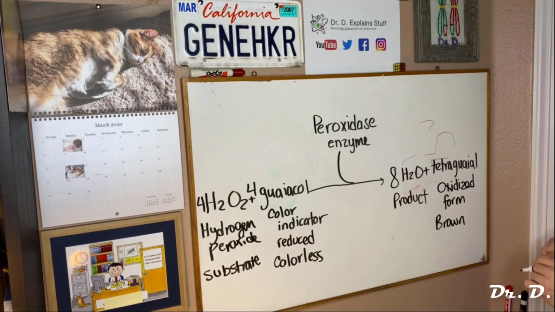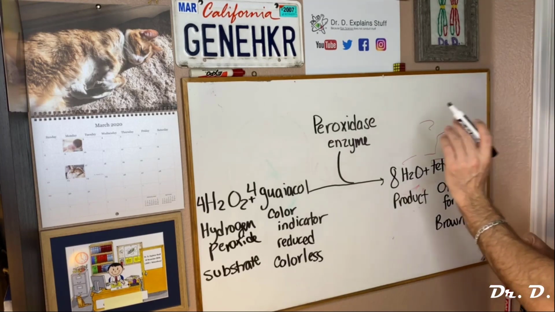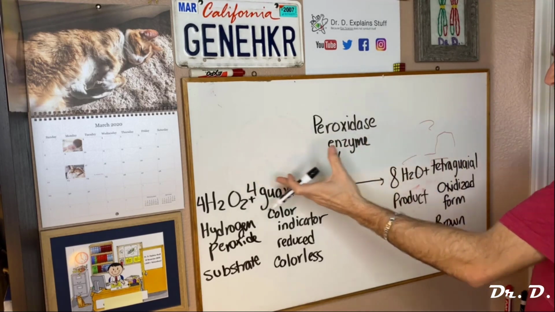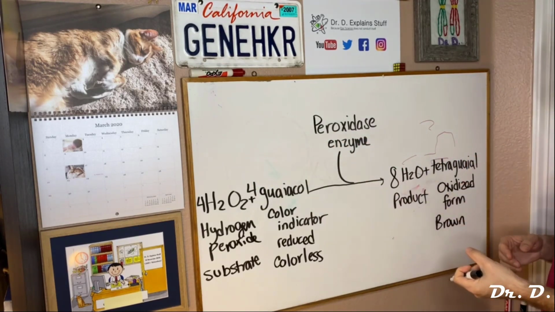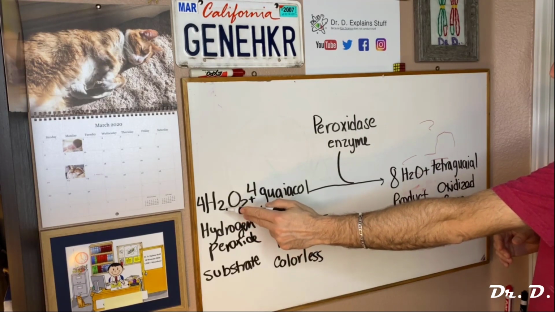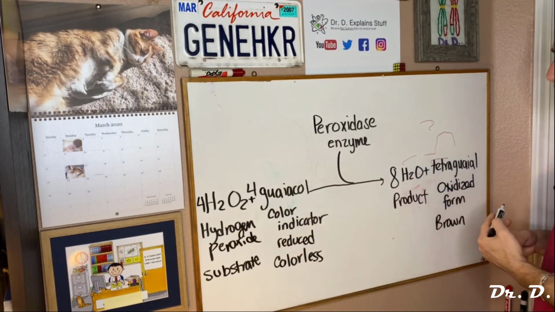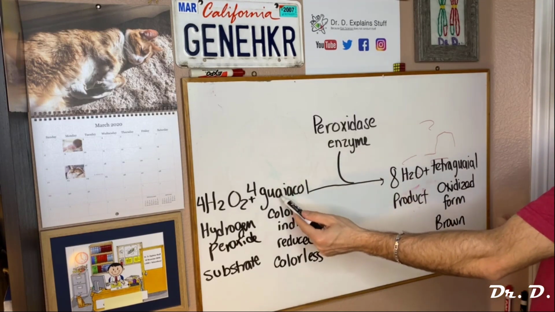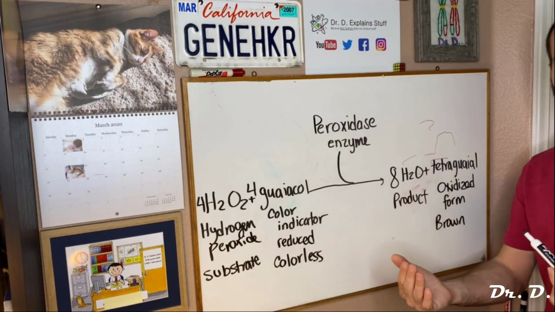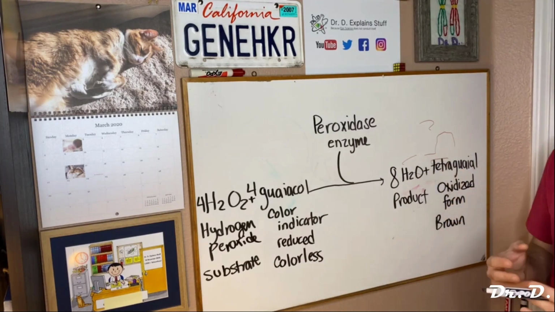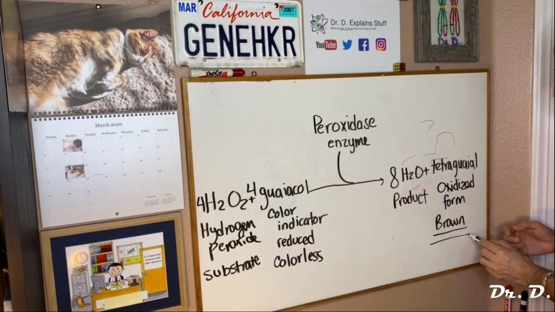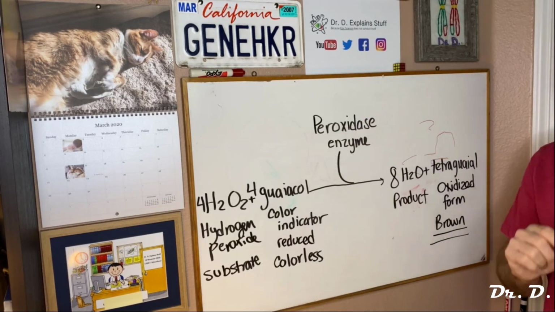Brown color. Okay? So we added guaiacol as a color indicator. Why? Because during this reaction, peroxidase catalyzes the breakdown of hydrogen peroxide to water. That in turn causes the oxidation of guaiacol, a reduced molecule, to tetraguaiacol, an oxidized molecule, which happens to also have color to it, and that color is brown. Okay.